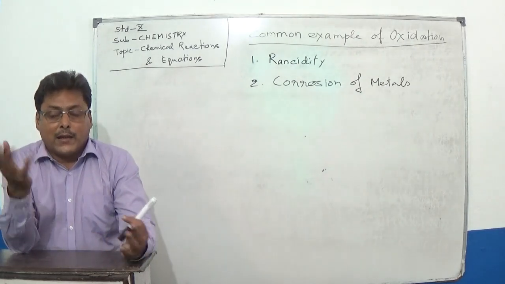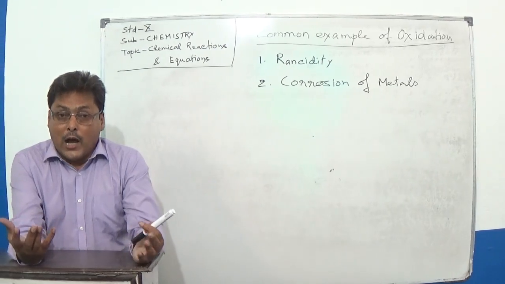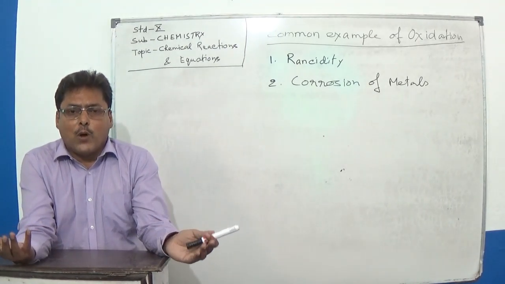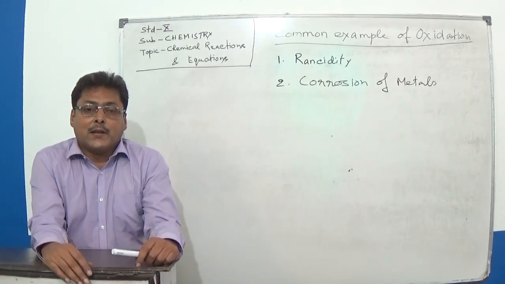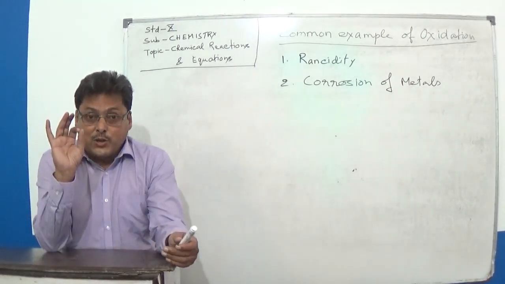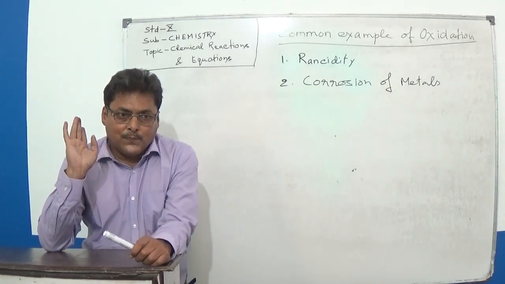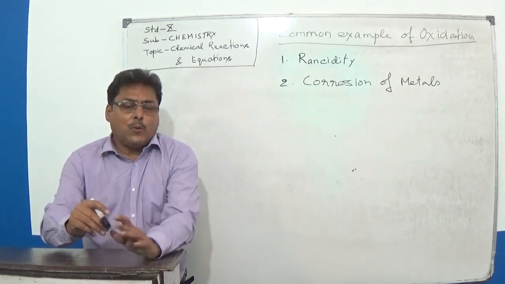You have known that metals, particularly iron, if exposed to water and air, oxygen, often get rusted. It happens with other metals also. What happens is that, what is corrosion?